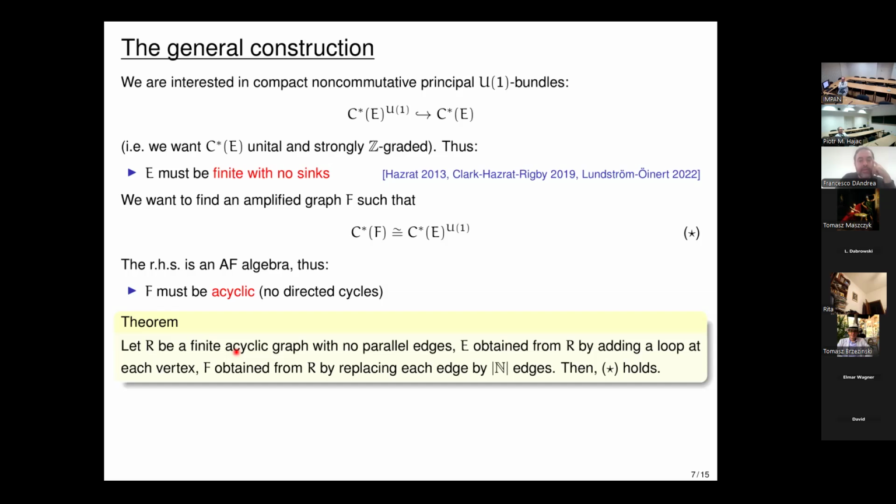And then the only thing that I should motivate is why I need no parallel edges. So under this condition, if I construct E and F in this way, whatever R is, if these conditions are satisfied, then this isomorphism holds: C star of F is isomorphic to the core of C star of E. So the only thing is why no parallel edges. I'll try to explain why. So first of all, how it is proved. We could not find an explicit formula, but you can prove it by computing the dimension groups of these two sister algebras.